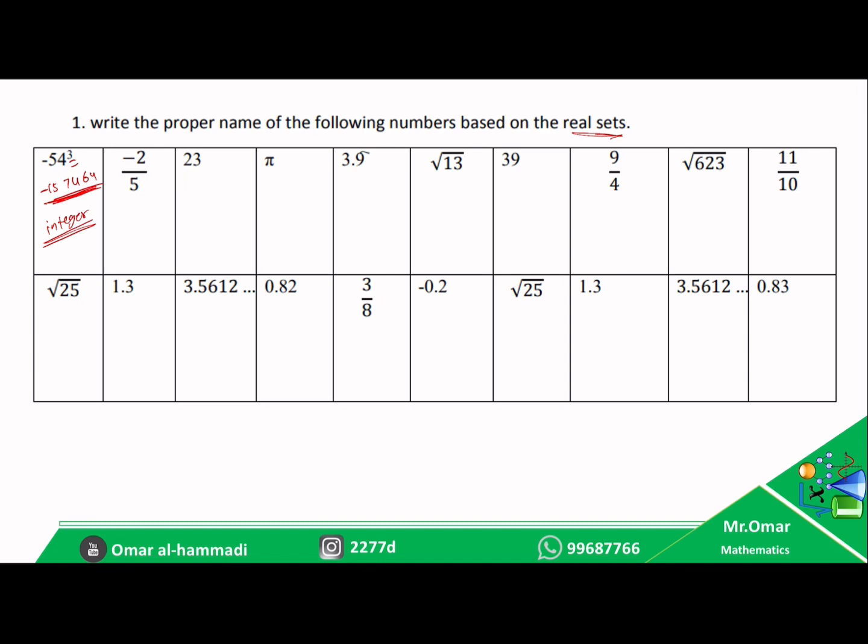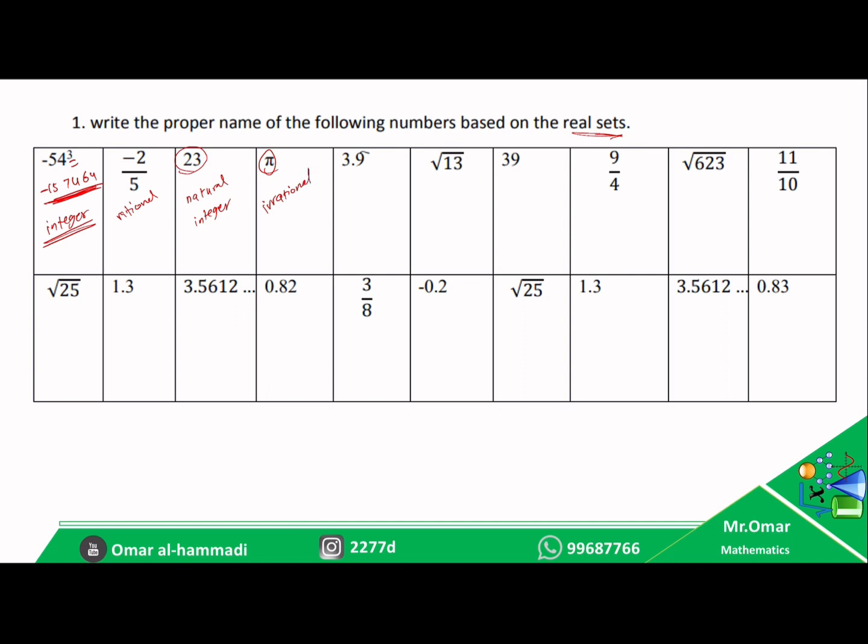The other one, minus 2 divided by 5, is a rational, because we can write it as a fraction A over B, numerator and denominator. The next one, 23, we can write as a natural number, and also as an integer. And this next one is immediately irrational.